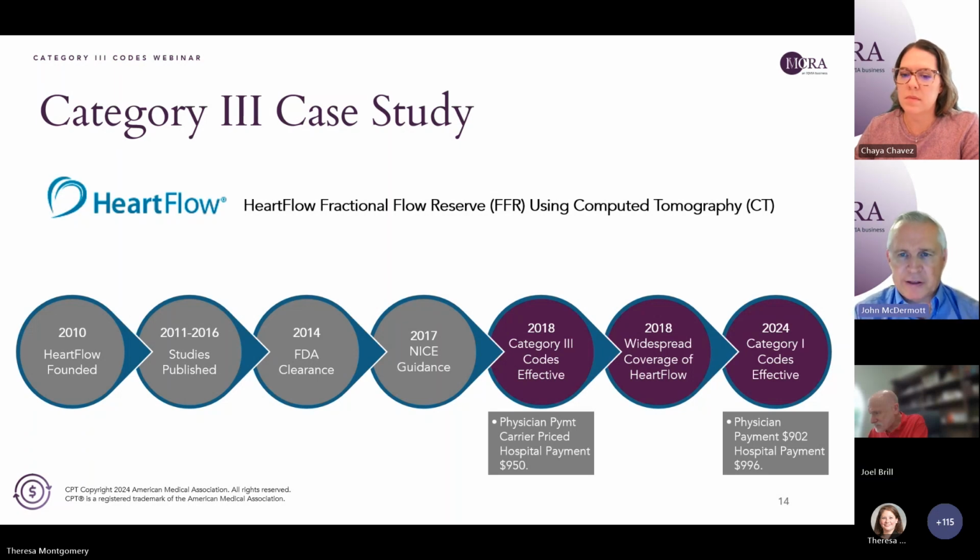Yep. And it's a long-term process. I guess that's maybe one of the takeaways here. But if you stick with it, you can have some success. Okay, next slide. I did want to cover this.